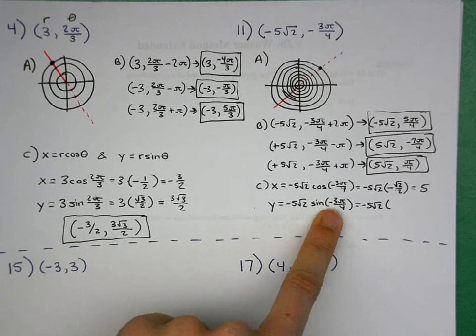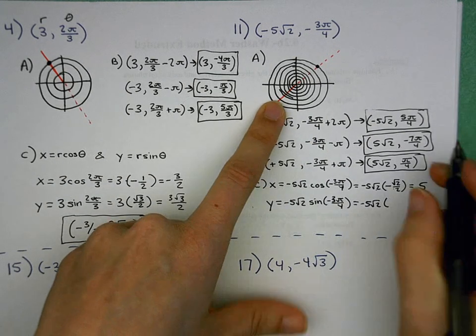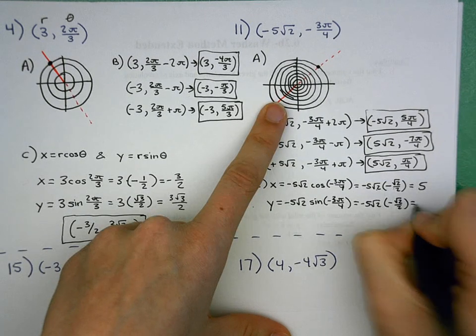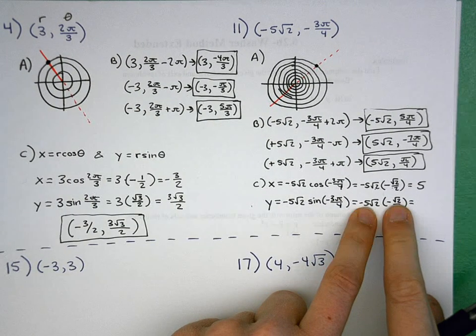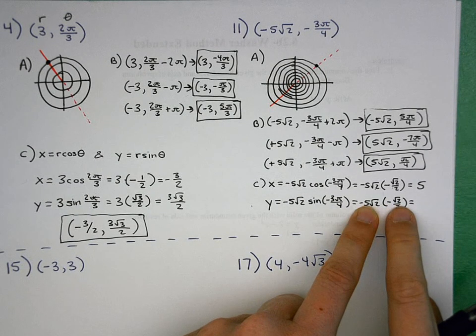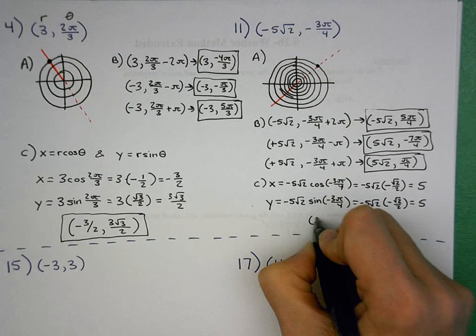Okay, well, negative 3 pi over 4 again is in the third quadrant. So sine is negative, and for a pi over 4 angle, sine is negative root 2 over 2. And so again, same thing, a negative times a negative will be a positive. Root 2 times root 2 is 2, times 5 is 10, divided by 2 is 5. So my coordinate point is 5, 5.